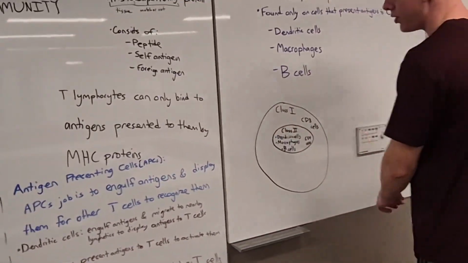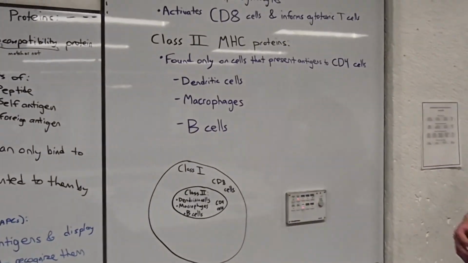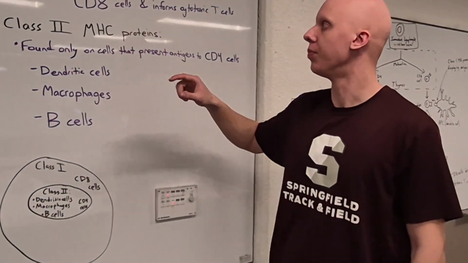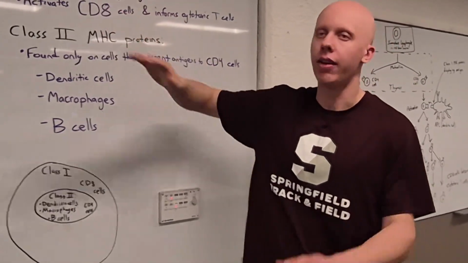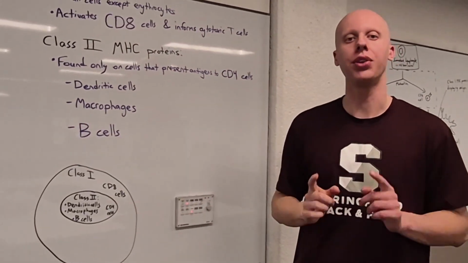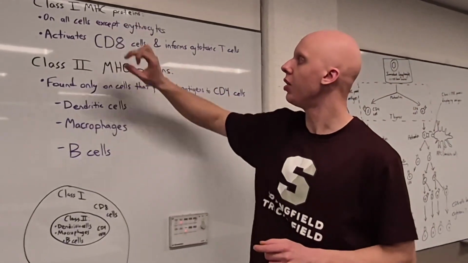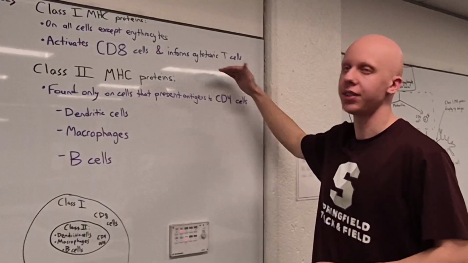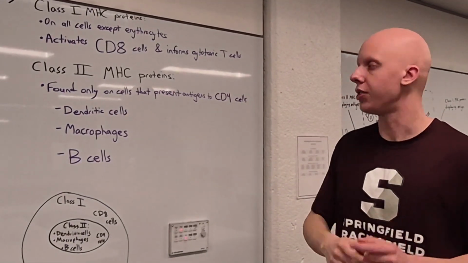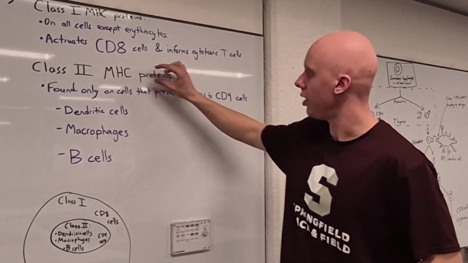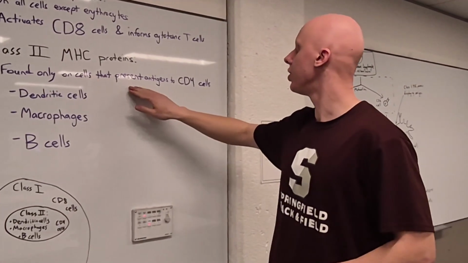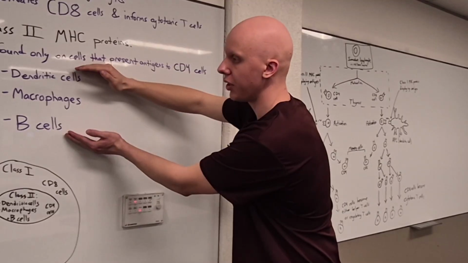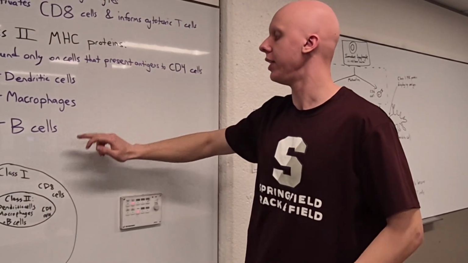Going into a little more detail about MHC proteins. MHC proteins are divided into two classes, 1 and 2. Class 1 is on every single cell in the body except erythrocytes. These class 1 MHC proteins activate CD8 cells and inform the cytotoxic T cells to do their thing. And we'll get into that in a second. Class 2 MHC proteins are found on only cells that present antigens to CD4 cells, consisting of these three things right here: dendritic cells, macrophages, and B cells.